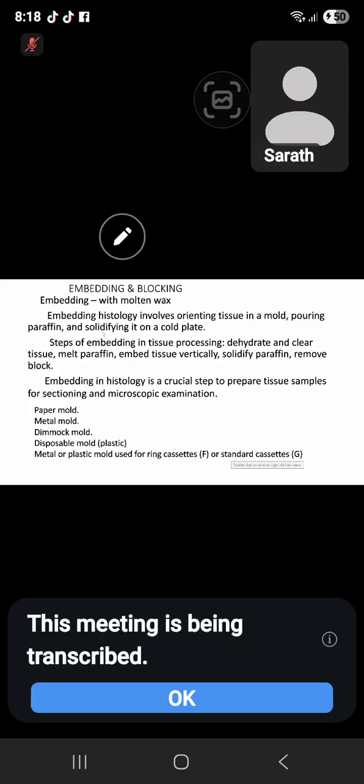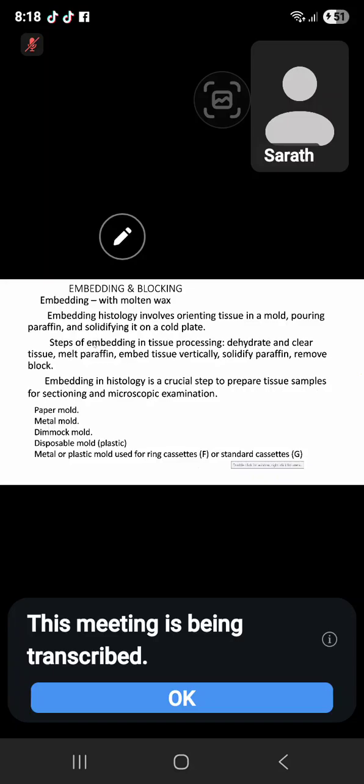Embedding with molten wax. Embedding in histology involves orienting tissue in a mold, pouring paraffin, and solidifying it on a cold plate. Everybody knows that one, no? Embedding, how we are doing it: take the mold, add the paraffin wax, and after that, using forceps, add the tissue into it in the correct plane, correct position, and after that, allow it to solidify on a cold plate.